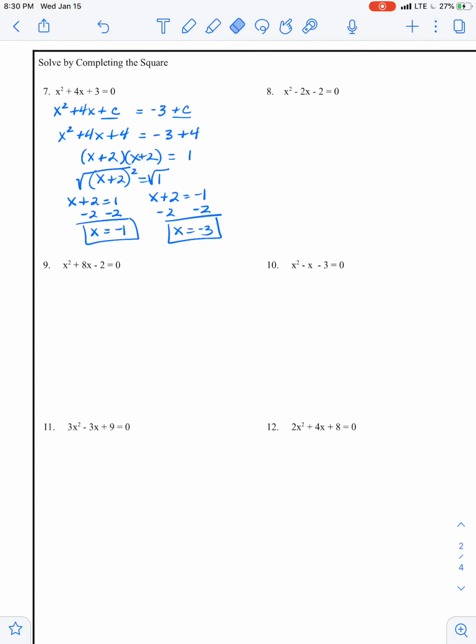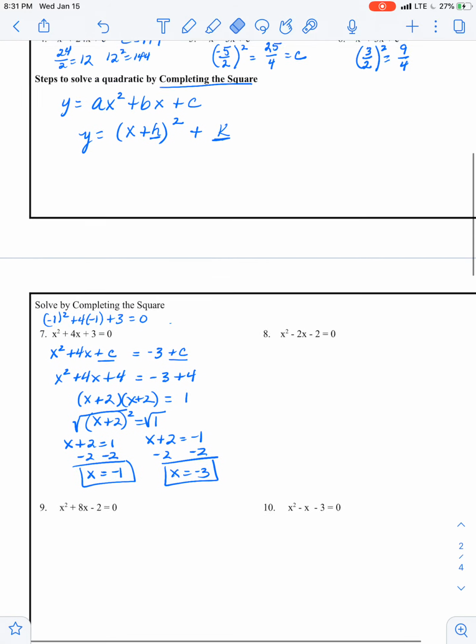And I could definitely come back up here and check that, because I could put in negative 1 squared plus 4 times negative 1 plus 3 and see if I get 0. So negative 1 squared is 1. 4 times negative 1 is negative 4, plus 3. And yes, because 1 and 3 is 4, that does check. So it does work. That is called solving by completing the square.